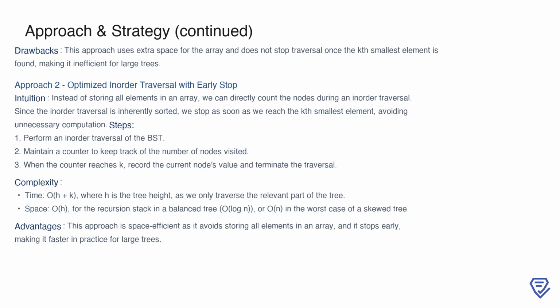node. To achieve this, we maintain a counter that tracks the number of nodes processed. When this counter matches k, we record the current node's value and terminate the traversal. This approach is more efficient in practice, as it eliminates unnecessary computation. The time complexity is O(h + k), where h is the height of the tree, and the space complexity is O(h), due to the recursion stack. This makes it especially well suited for larger trees, as it reduces both time and space overhead.